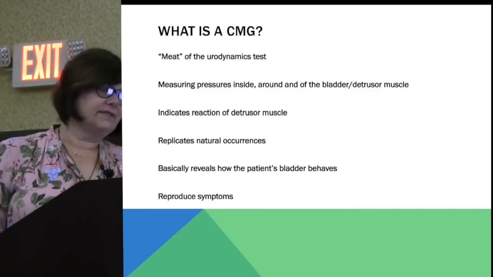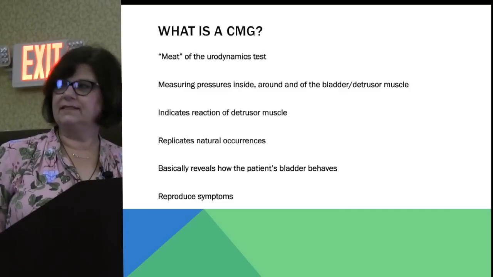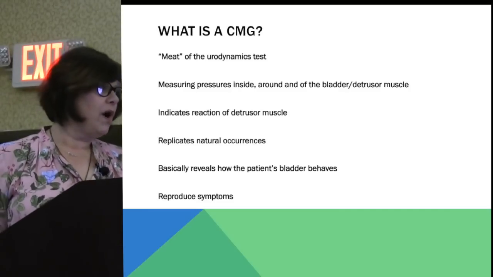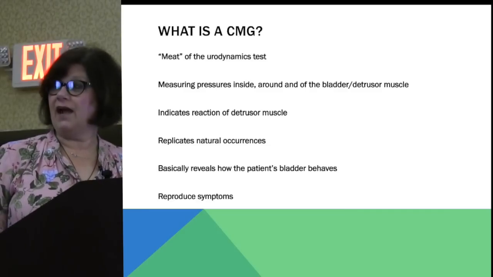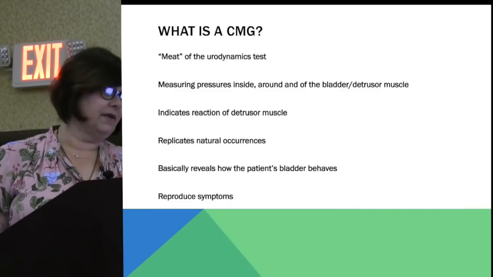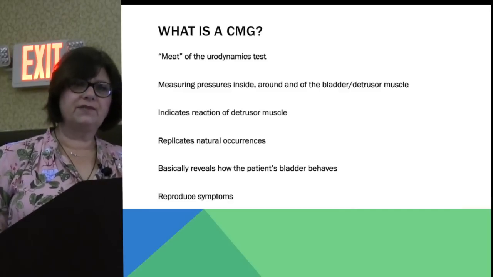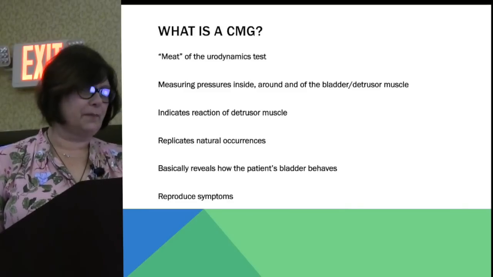People who say that they leak, we want to see what type of incontinence it is. Is it stress incontinence? Is it urge incontinence? So we're going to watch the pressure of the detrusor muscle on our tracings to see what actually is causing the incontinence. And the reason for the CMG is that we're replicating what naturally occurs with a patient.